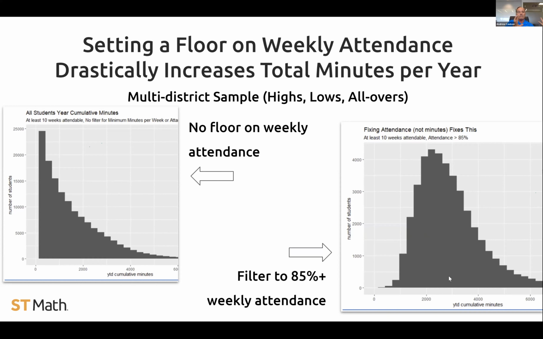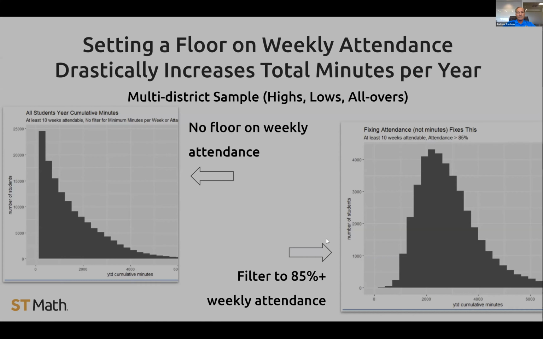It goes from a lot of students on the left missing out on a lot of scale score points growth, to, on the right, the bulk of students getting through lots of learning objectives and math standards and earning the scale score points in a much more healthy amount than on the left. So that's just with the weekly attendance.